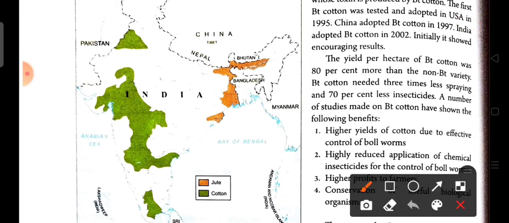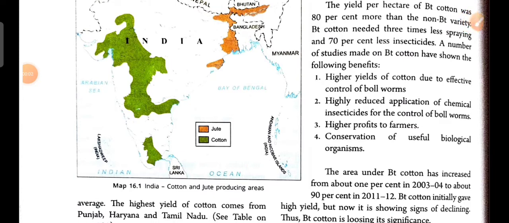The yield per hectare of the BT cotton was 80% more than the non-BT variety of cotton, and it needed 3 times less spraying and 70% less insecticide compared to the non-BT variety of cotton. Now here we are going to see the benefits that we are getting from the BT cotton.